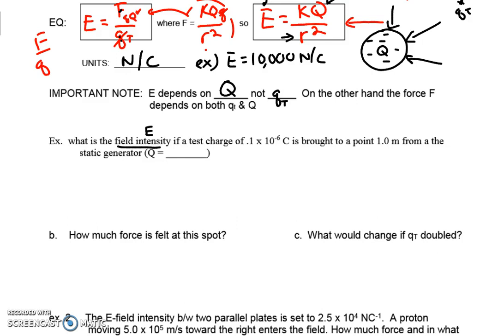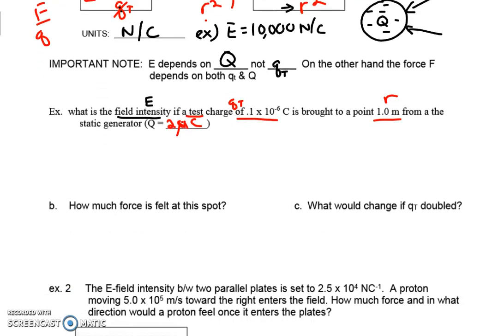E. We go to a different color. When a test charge, and that word test is important, that's little qt, is brought to a point 1 meter, that's distance, from the static generator. So imagine our static generator charged up, and let's say that the charge on that is 2 microcoulombs, something we kind of derived the other day.